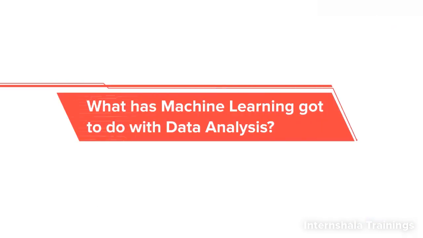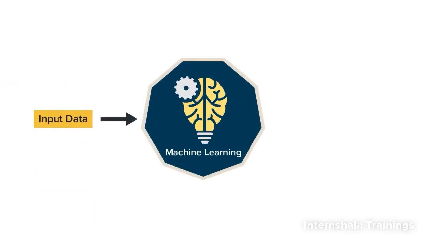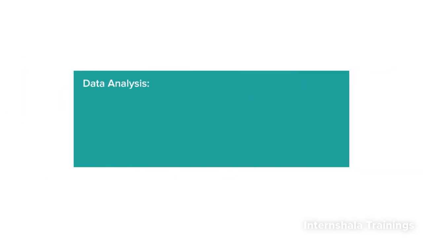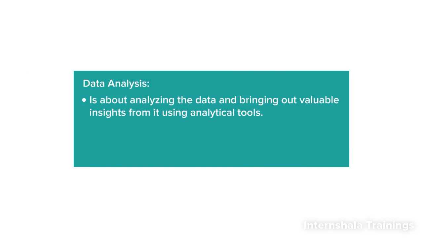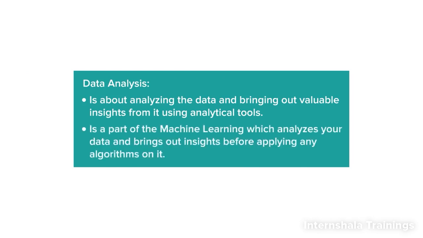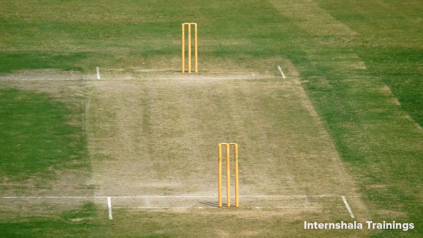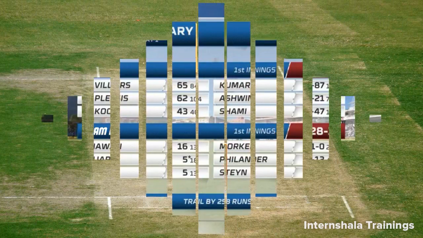We have understood what data analysis is, but what has machine learning got to do with data analysis? As we have learnt earlier, machine learning uses different algorithms for predicting the future outcomes, and data analysis is about analyzing the data and bringing out valuable insights from it using analytical tools. So, data analysis is a part of machine learning which analyzes your data and brings out insights before applying any algorithms on it.